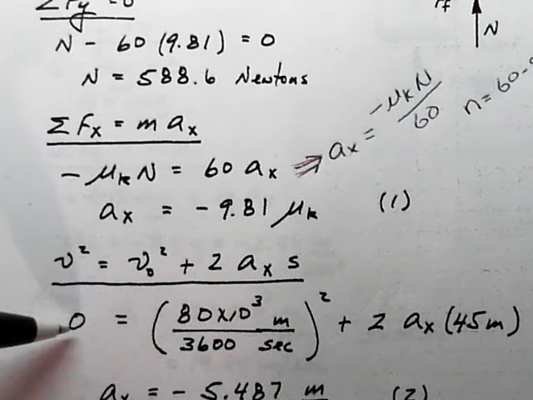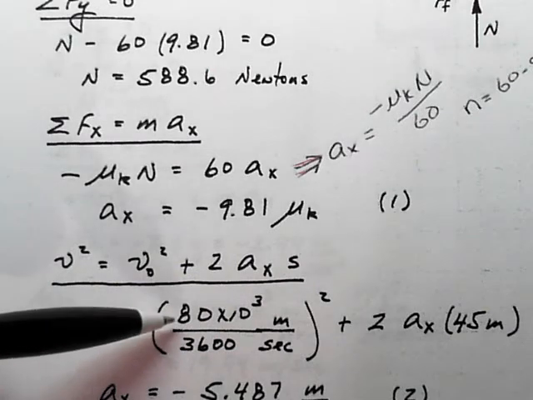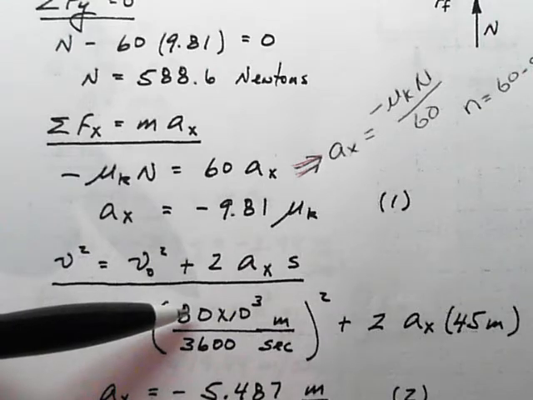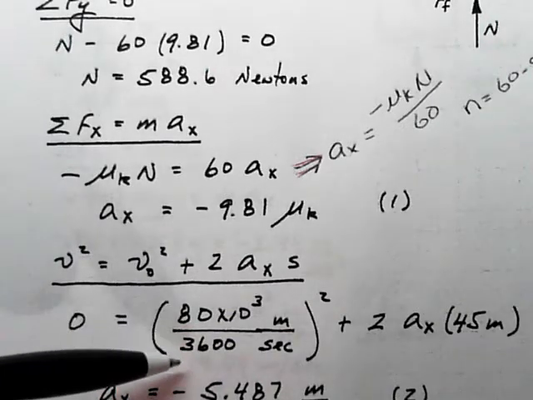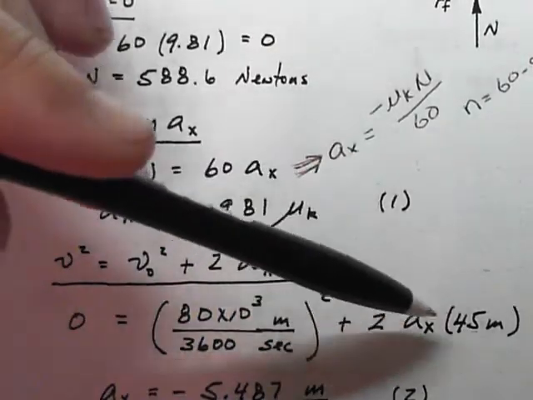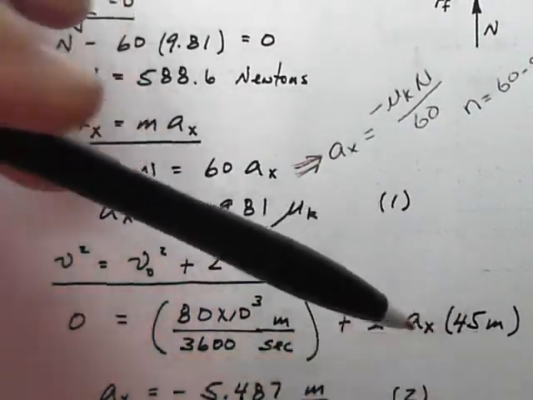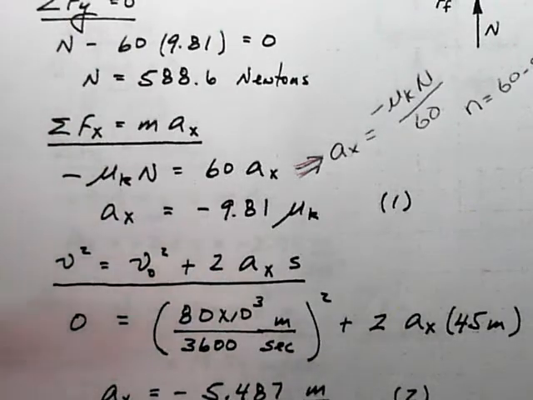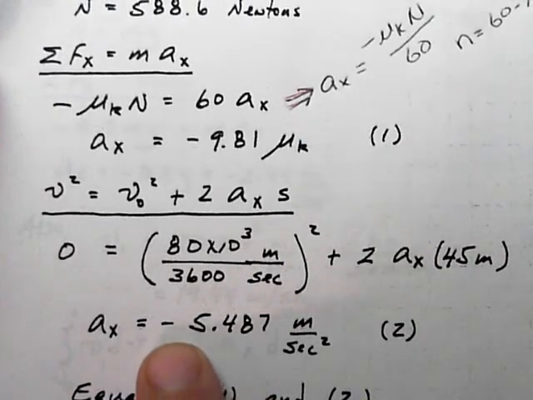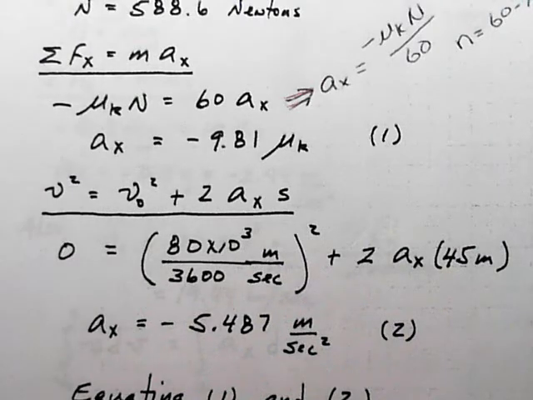So our stopping velocity is 0. Our starting velocity was 80 kilometers per hour, converting that into meters per second, squared, plus 2 times the acceleration times the distance we traveled. The acceleration is the only unknown in this equation, and so our acceleration comes out to be a deceleration, as expected, of negative 5.5 roughly meters per second squared.